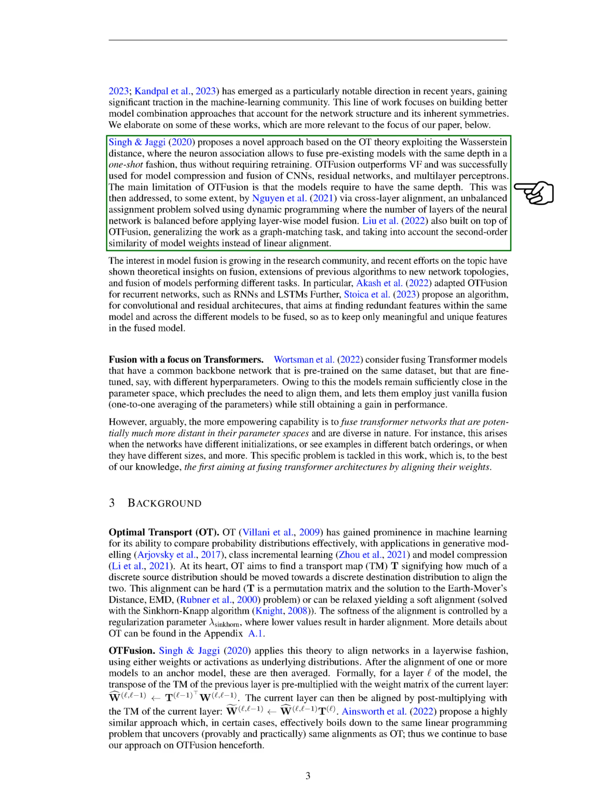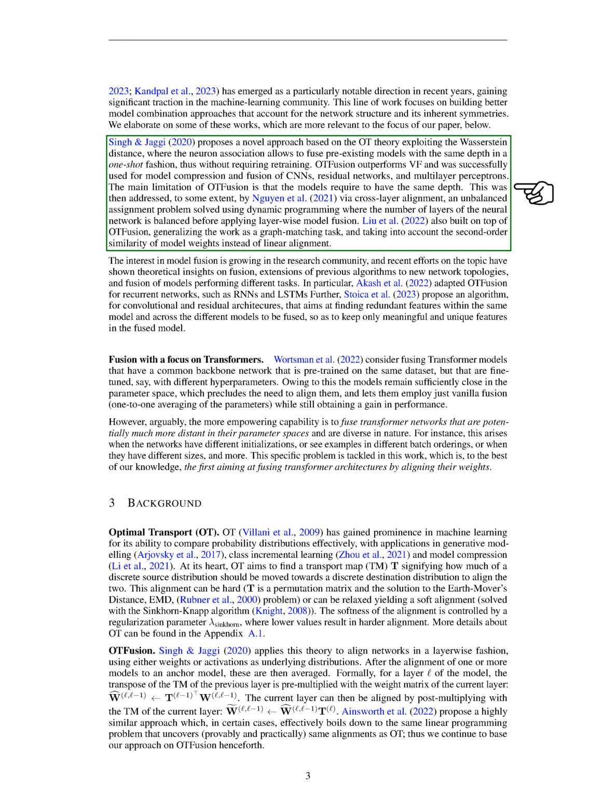We propose a novel approach based on the optimal transport theory, which allows us to fuse pre-existing models in a one-shot fashion without requiring retraining. This approach outperforms vanilla fusion and has been successfully used for model compression and fusion of CNNs, residual networks, and multi-layer perceptrons. However, it does require the models to have the same depth.